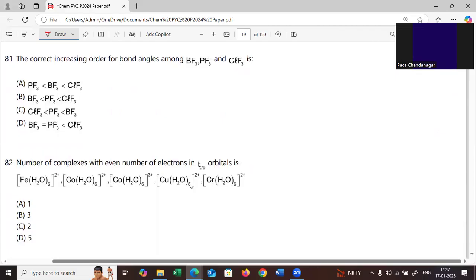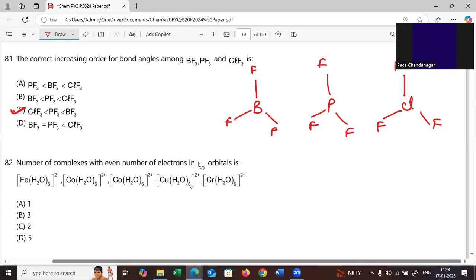Next, question number 81: the correct increasing order of the bond angles between BF3, PF3 and ClF3. All of them have fluorines only, so you don't need to compare the fluorine part. I can see very clearly that option C is your answer. Why? In the correct increasing order, boron will have the greatest angle, so BF3 here.